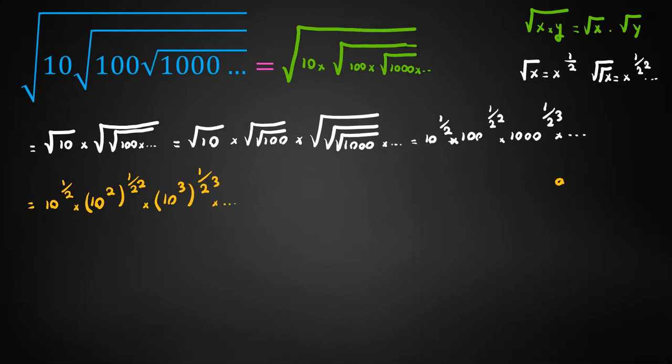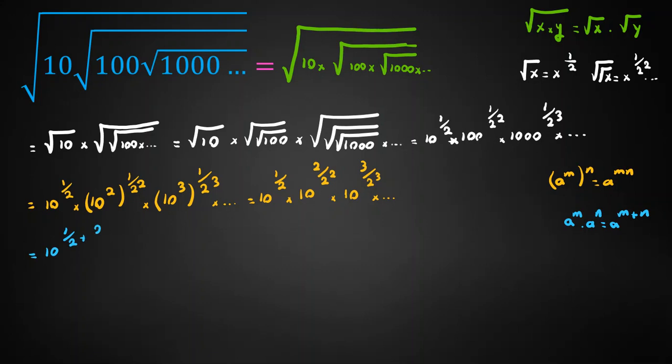Now again, by using another power rule, a to the m to the n equal to a to the mn, it will be 10 to the power of 1 over 2 times 10 to the power of 2 over 2 squared times 10 to the power of 3 over 2 cubed, and so on. Now we use another rule, a to the m times a to the n equal to a to the m plus n. So it will be 10 to the power of 1 over 2 plus 2 over 2 squared plus 3 over 2 cubed, and so on.